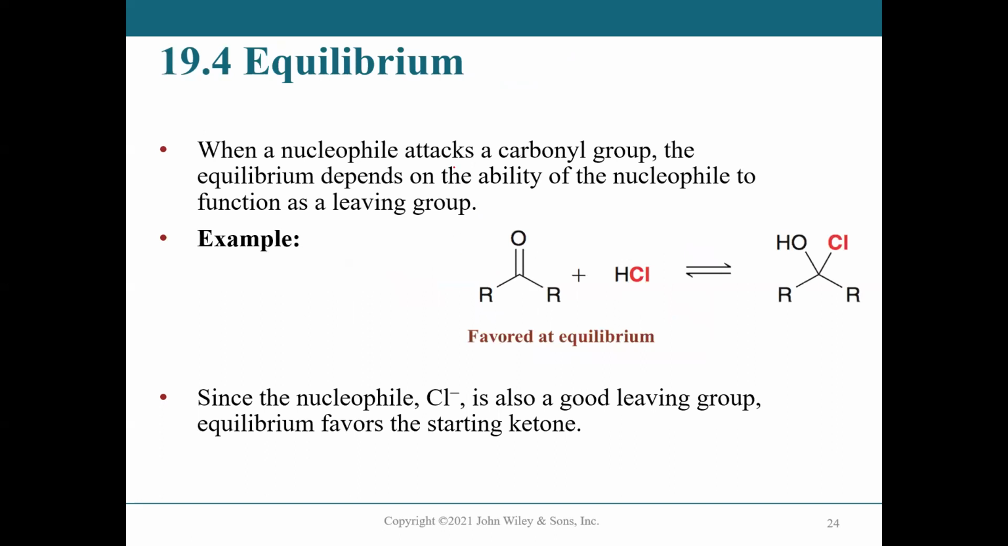So then you go into this: when a nucleophile attacks the carbonyl group, the equilibrium depends on the ability of the nucleophile to function as a leaving group. So this is favored at equilibrium. So since the nucleophile chlorine is also a good leaving group, equilibrium favors the starting ketone. Well, that's because it's a good leaving group.